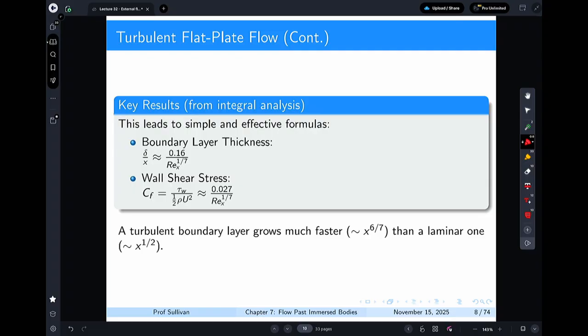Turbulent boundary layers tend to grow much faster. And all that means is they grow much faster because they reach that 99% velocity ratio much earlier than laminar ones. So the laminar one goes as x to the 1/2, where x is the downstream distance, and a turbulent boundary layer goes as x to the 6/7.